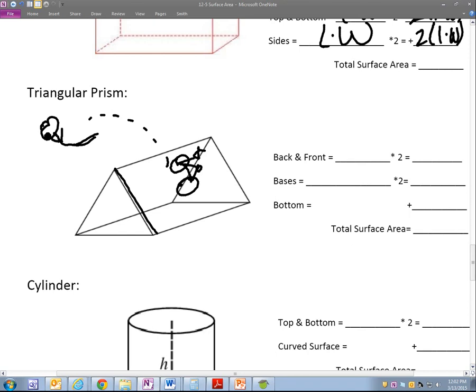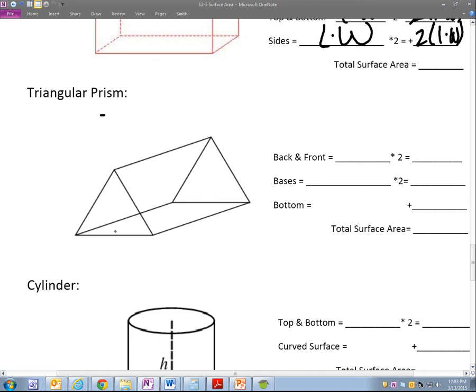I don't know. So that's what he'd be going off. So that would be the back and the front. Okay, back and the front. Now we're going to assume that this is not an equilateral triangle. All right, it's not that.